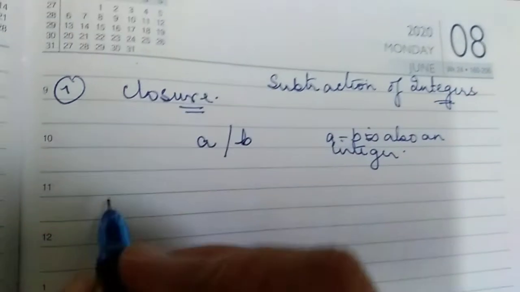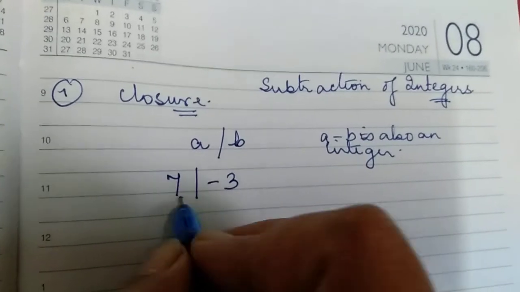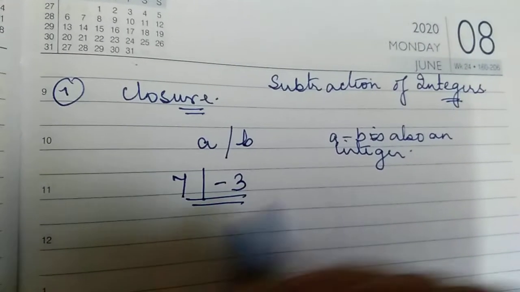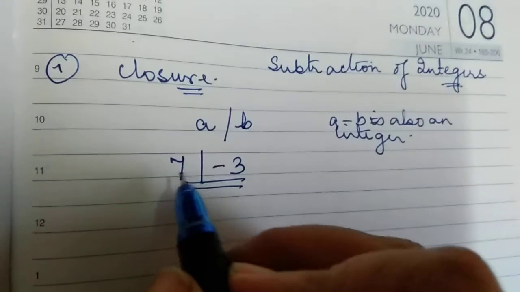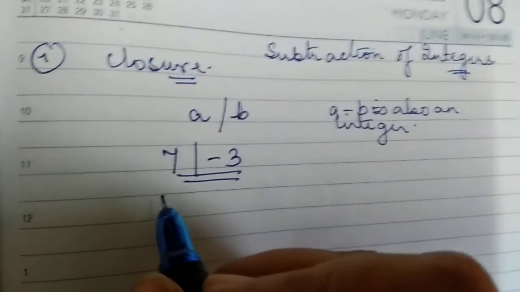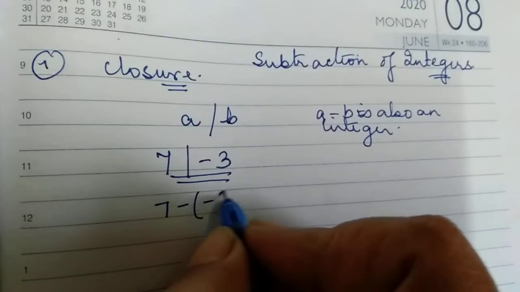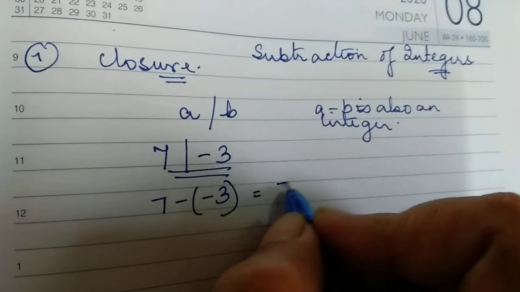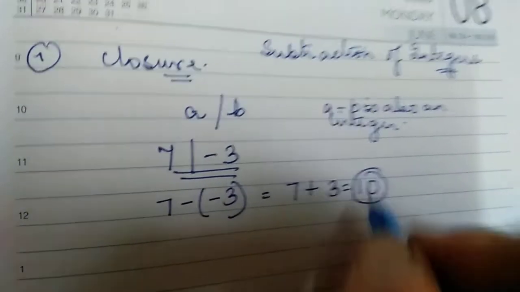That means if I have 7 and minus 3, if these are the two integers, any values I'm taking, I'm not taking any fixed values. It is not that 7 and minus 3 are the only integers. Any integer I take. So 7 minus of minus 3 will be 7 plus 3, that is 10, which is also an integer.